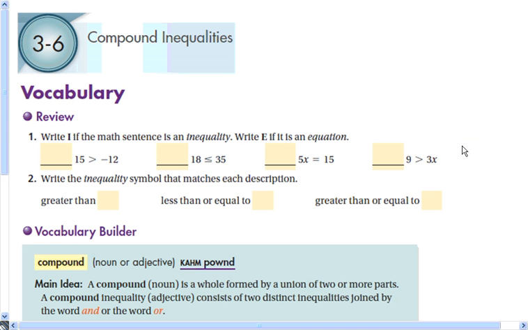All right, class, this is lesson 3-6, compound inequalities. You're gonna learn how to solve and graph inequalities containing the word and, and to solve and graph inequalities containing the word or.